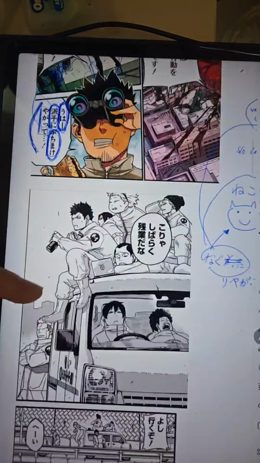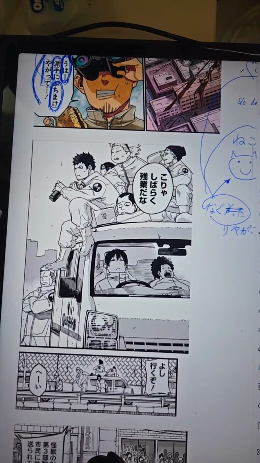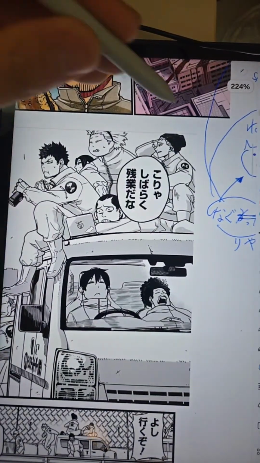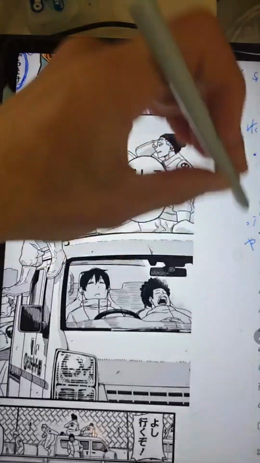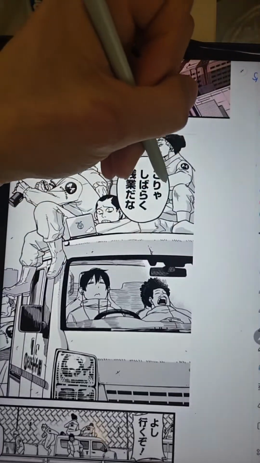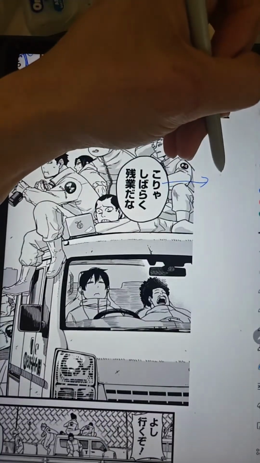Okay. これはしばらく残業だな。はい。こりゃ, this is a good thing to know. こりゃ, I think you'll hear a lot in manga, anime, these stuff. こりゃ is the casual version of これは.